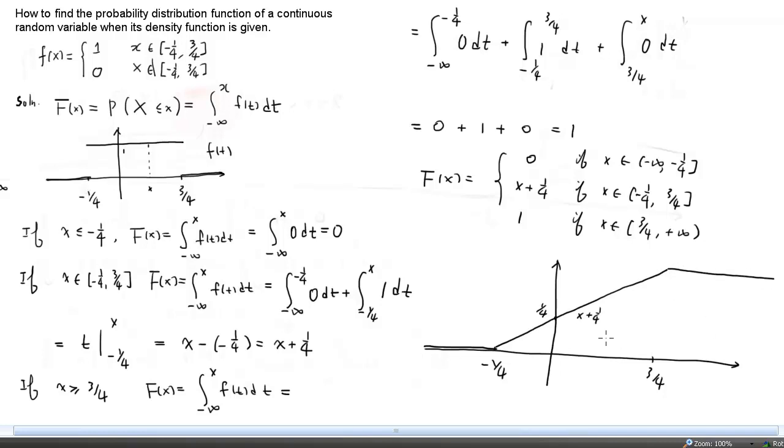And this is non-decreasing. At negative infinity the value goes to 0, and at positive infinity the value approaches 1. This is a probability distribution function.